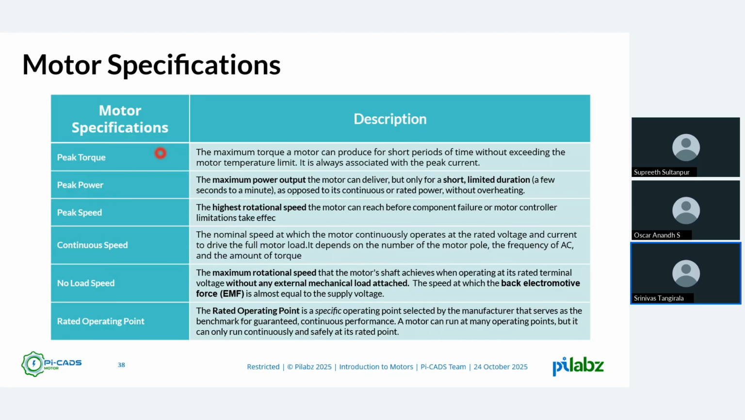So the current that can be passed to the motor, or the voltage, depends on the number of motor poles, frequency of AC, and the amount of torque. Okay. So these are all specified by the manufacturer, but in our software, you can see how it is calculated. And no load speed, this is also a very important parameter. It is the maximum rotational speed that the motor shaft achieves when operating at a rated terminal voltage without any external mechanical load.